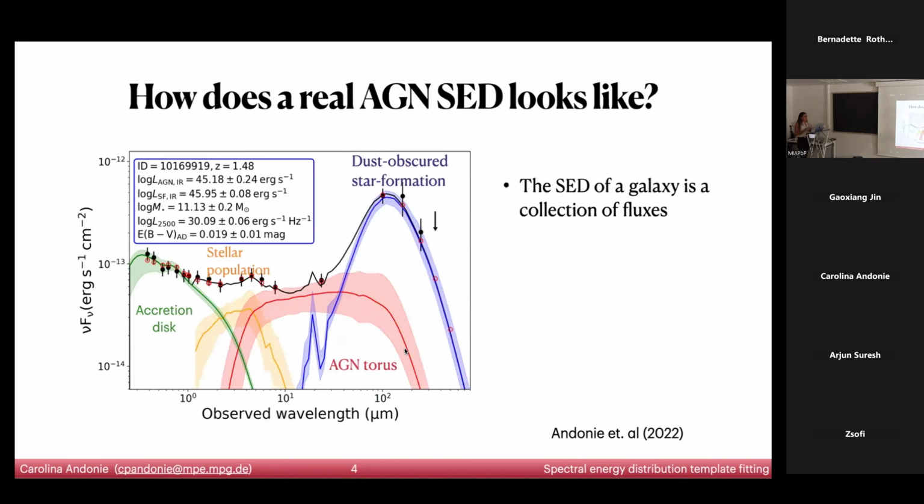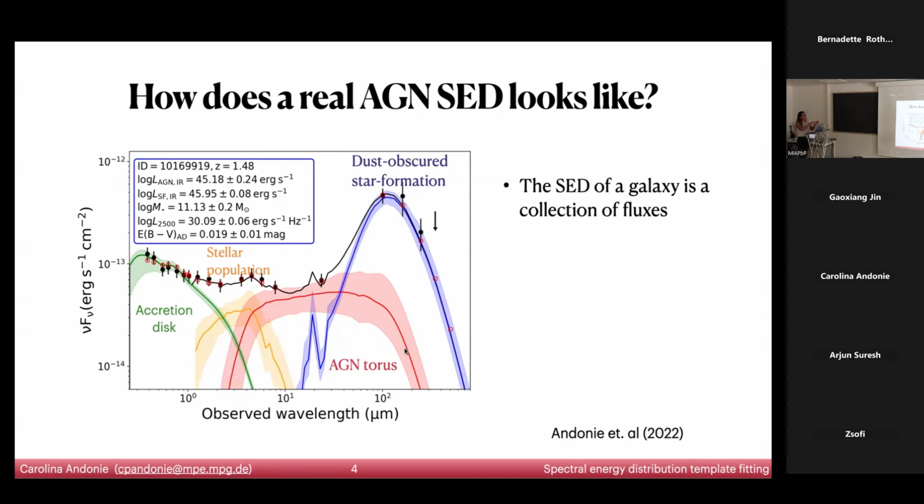So basically, what does the real AGN SED look like? It's just a collection of points that we have to join with a superposition of models, right? And as with any fitting technique, different models can reproduce the data; with different models, we can reach the same result. So it's very important to use all the information that we know about the sources to model the SED, right?